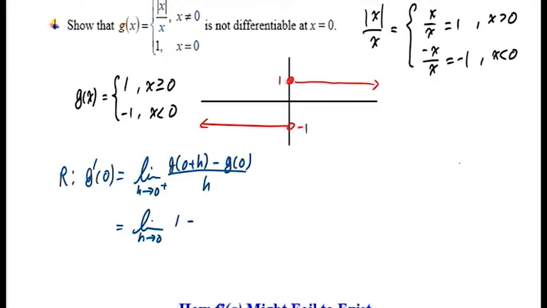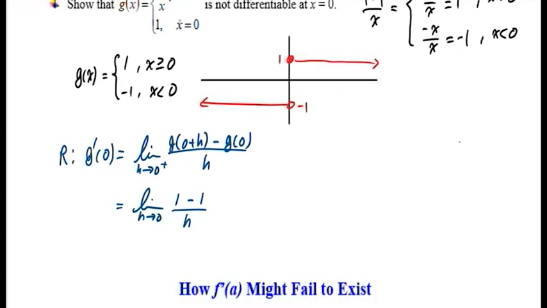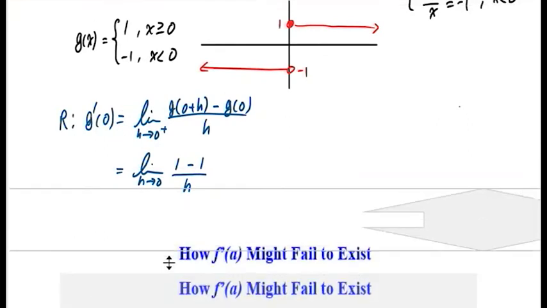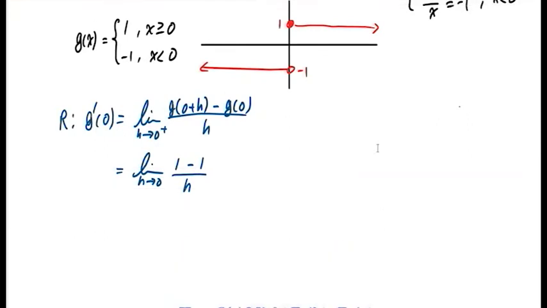1 minus, and g of 0 is defined to be 1 here, right? There. So it's minus 1 again over h. Okay, so that's 0 over h, isn't it? Let me push this thing down a little bit so I can have a little more room. That is 0 over h.